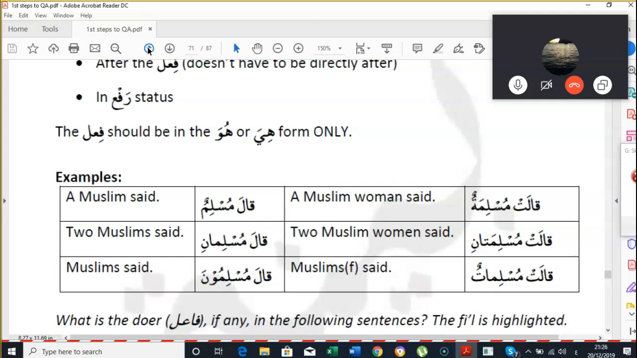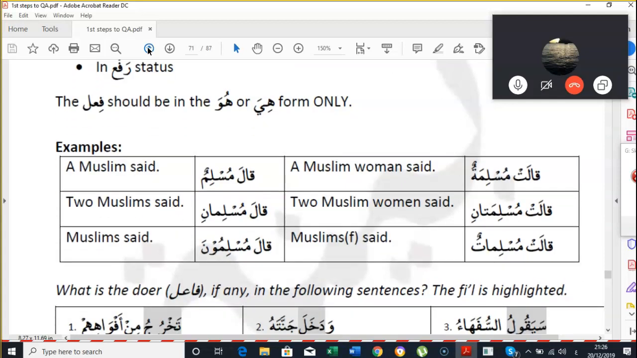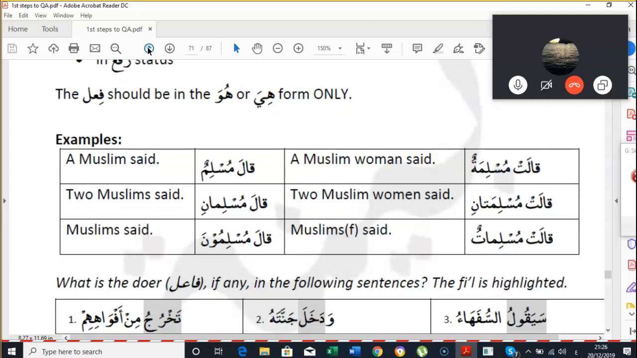Okay, so examples. A Muslim said قال مسلم. 2 Muslims said قال مسلمان. Remember, we can't say قال مسلمان because then you can't have an outside dua. Yeah, قال مسلمون. قالت مسلمة. قالت مسلمتان. قالت مسلمات.